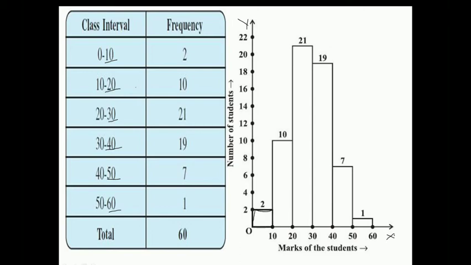For 10 to 20, now look at here why it is a joint. This 10 number is repeated in both classes. So 10 is the common number, so the bars also have a common point. So we have to draw a joint bar graph here.